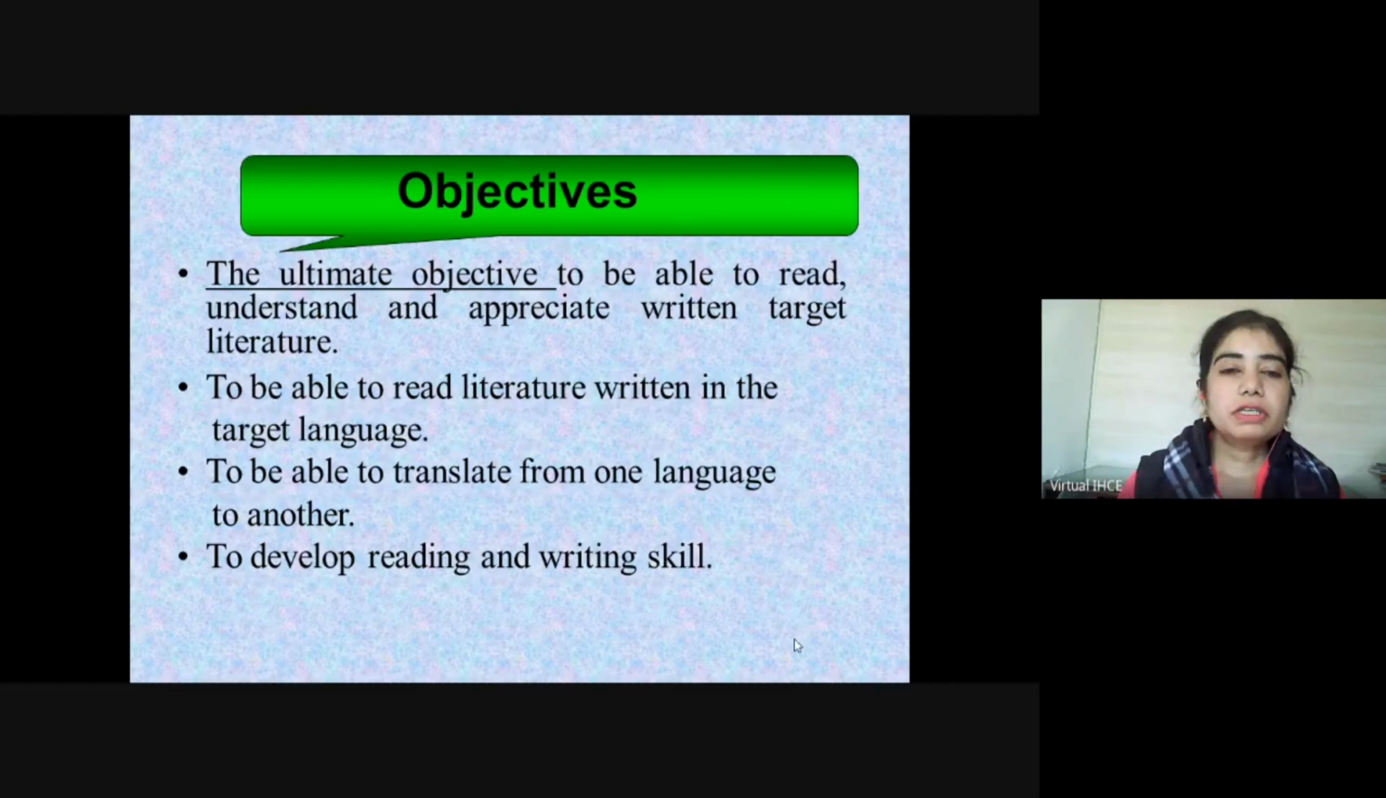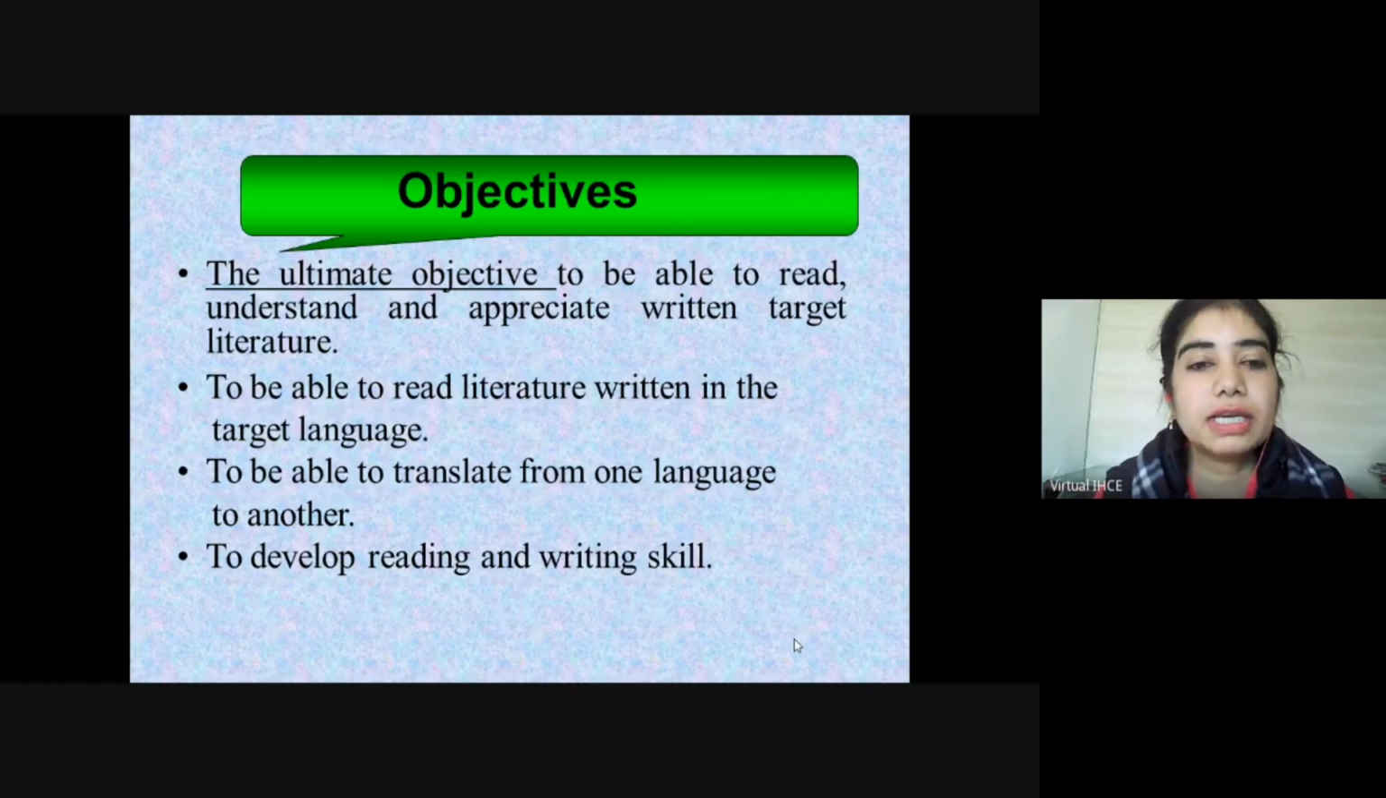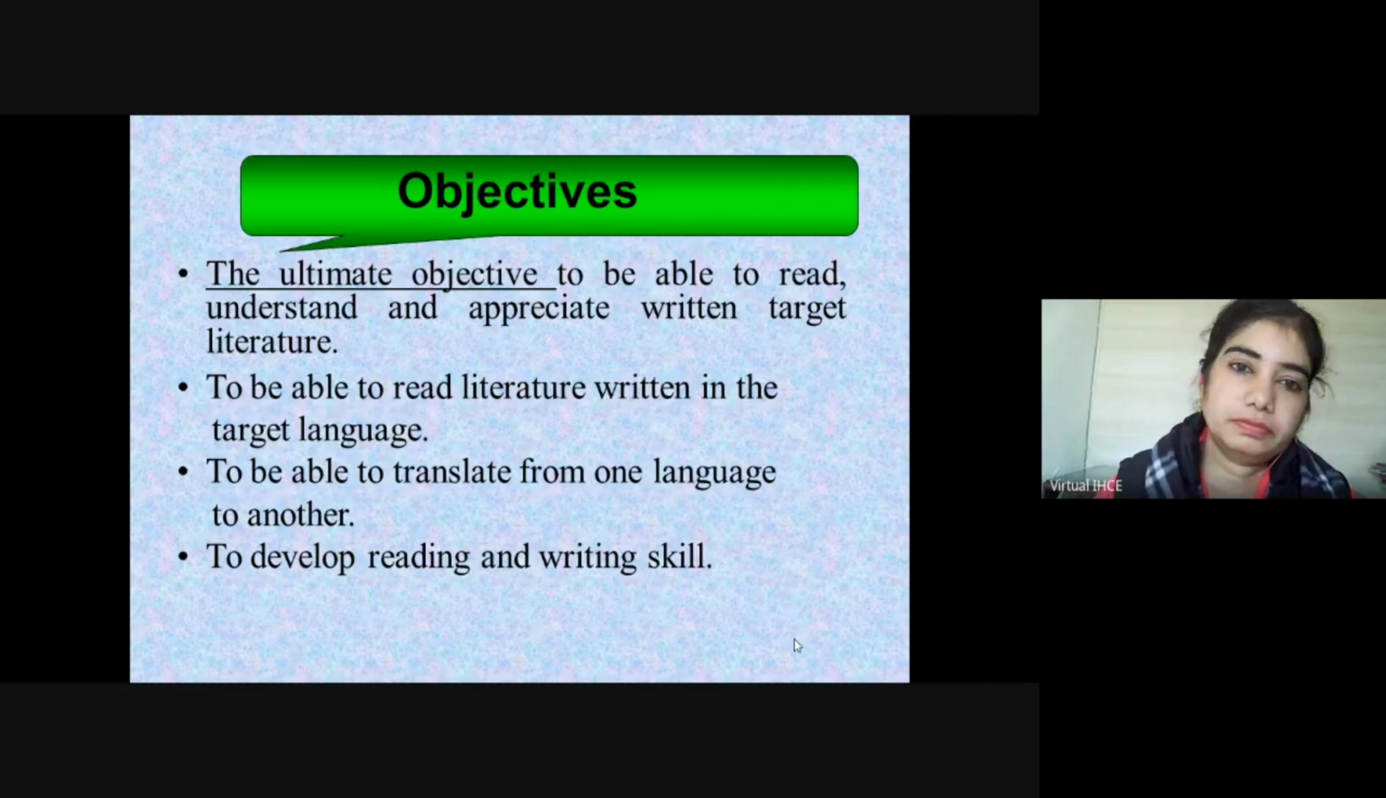So let us repeat once more the objectives. What are the objectives? To be able to read, understand and appreciate written target literature, to be able to read literature written in the target language or English language, to be able to translate from one language to another, and to develop reading and writing skill.